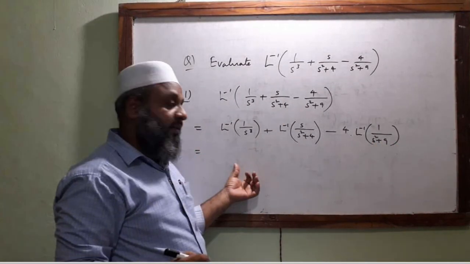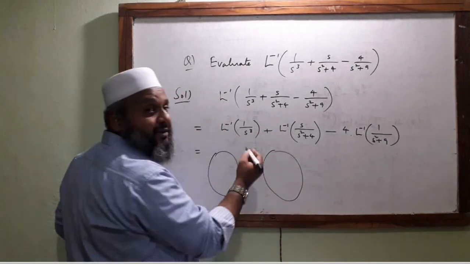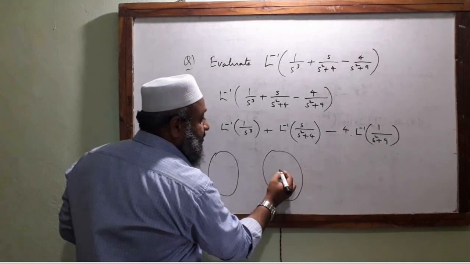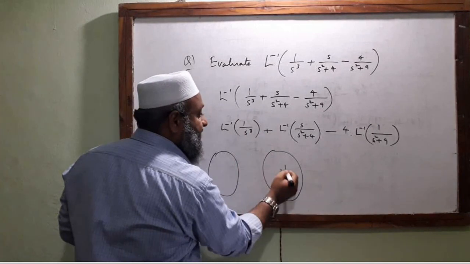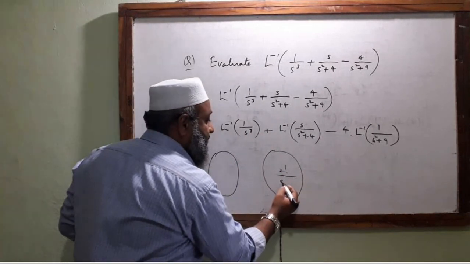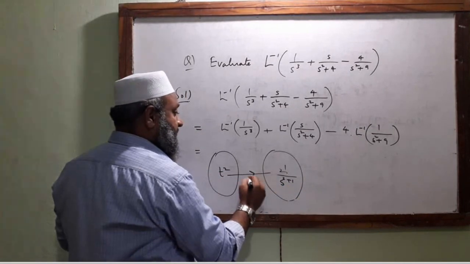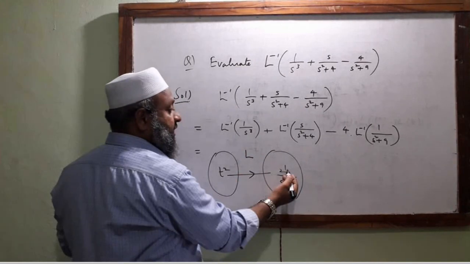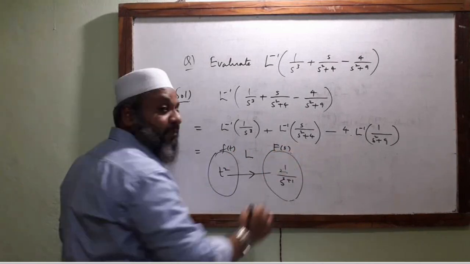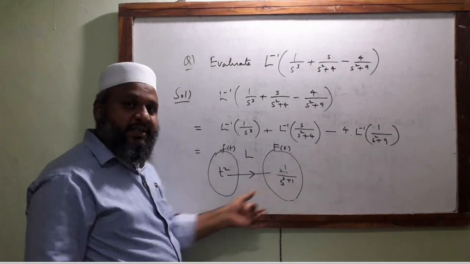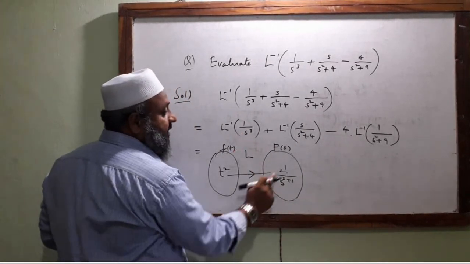Now you recall that 1 by s cube is not a very familiar transform, but if you look at it, s to the power of 3 appears only when there is 2 factorial in the numerator. So 2 factorial by s power 2 plus 1 is nothing but the transform for t square. So L of t square is 2 factorial by s power 2 plus 1. Here it is f of t, here it is f of s. Now when this is the case, this is the favorable expression we need. It's missing here. s cube is there, but 2 factorial is not there.